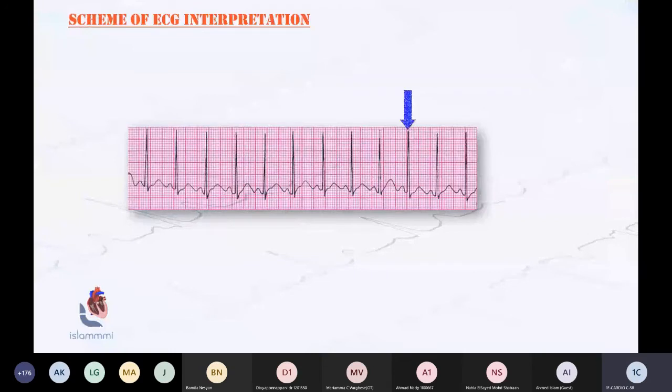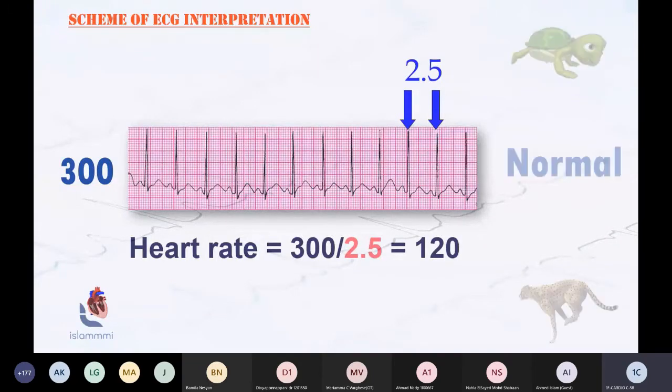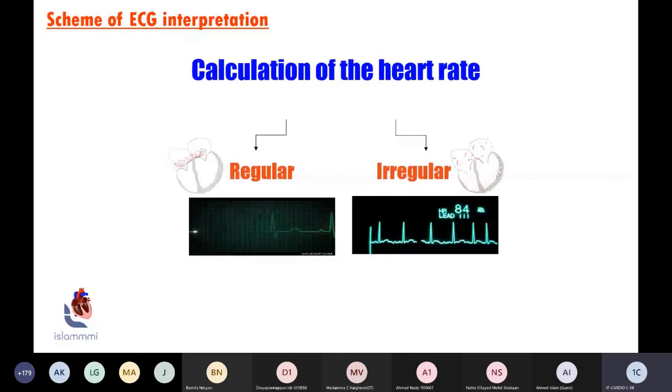Very simple. Another one, we locate another R wave here on the heavy red line. Not the line in between, no, the heavy red line, this one. And we locate the next R wave. Then we calculate how many boxes in between. In this strip, we have 2.5 boxes. So 300 divided by 2.5. So the heart rate here is 120. So is it normal? Is it bradycardia or tachycardia? Definitely this is tachycardia. So now, what if the heart rhythm is irregular? Unfortunately, the method that I just mentioned cannot work if the heart rhythm is irregular. So we have to find another way.